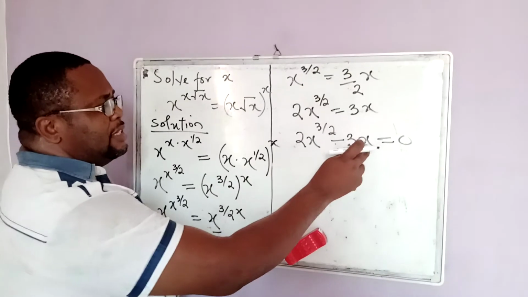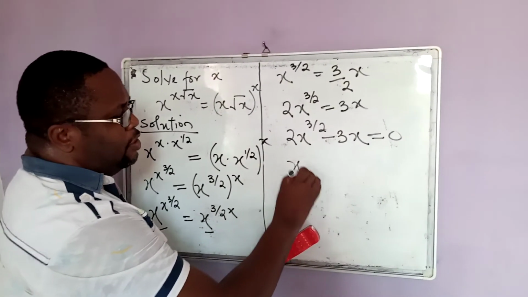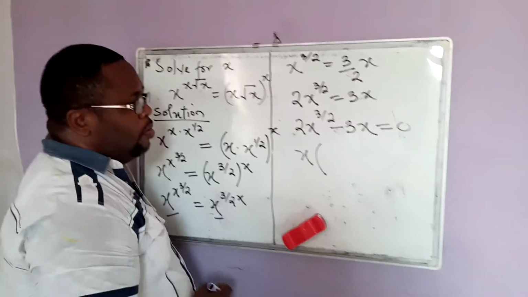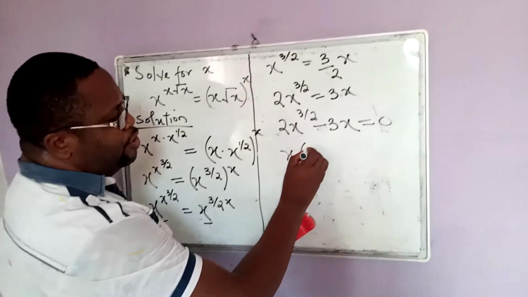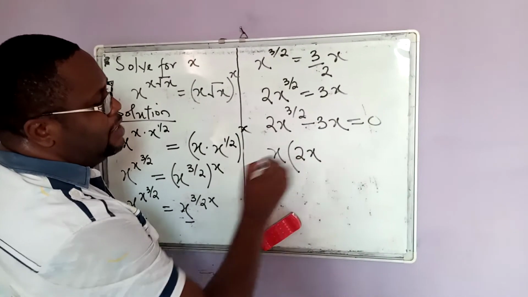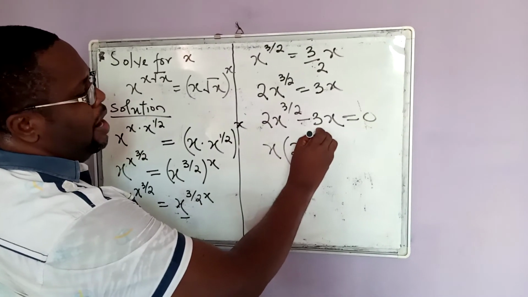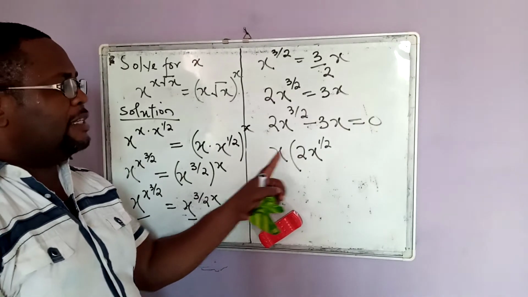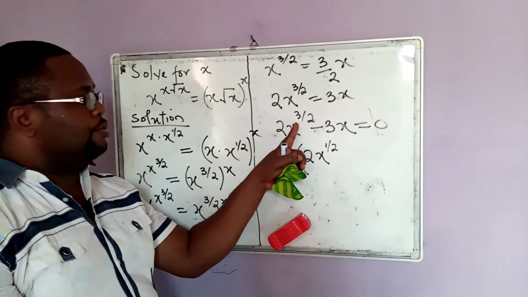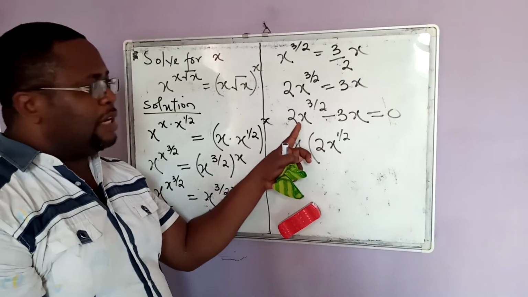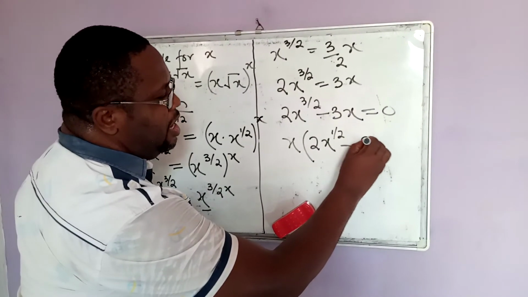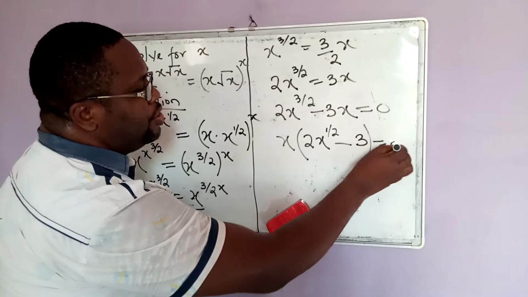Now what do I do next? There is x here and there is x here. I can factor out x. So when I factor out x from here, what is going to be left there will simply be 2, and then I will have x to the power 1 over 2. You understand? Because if this x multiplies this, I'll get 3 over 2. If this multiplies this, you get back this. Then minus, of course, when you remove x here, you simply have 3, and this is equal to 0.